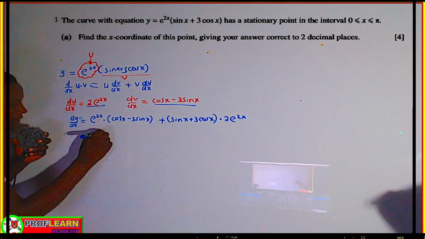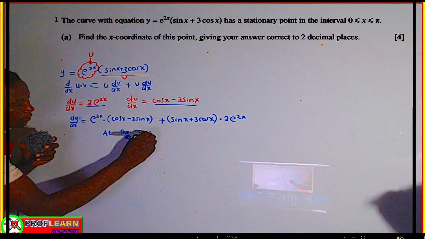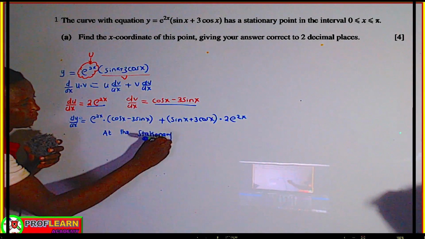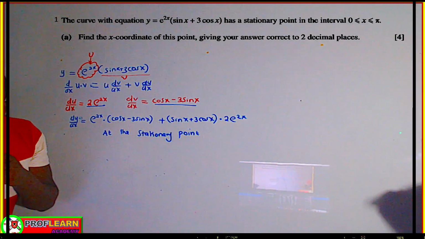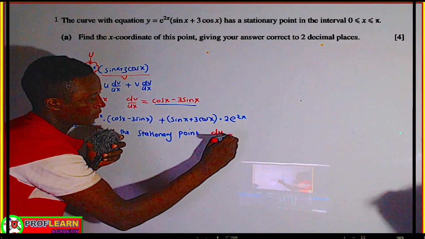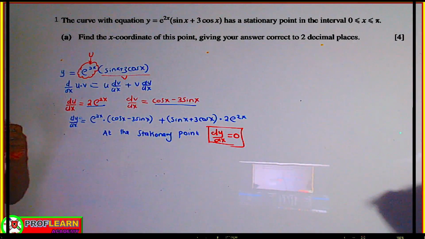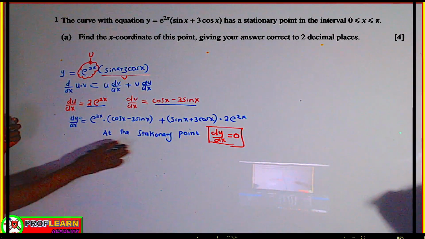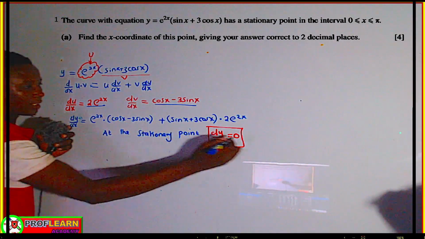So we can say at the stationary point, there's something we know about it. And what is that? We know that dy/dx is equal to 0 at the stationary point. So that means in order to proceed from here, we are going to say now the whole of this part that we have can be equated to 0.